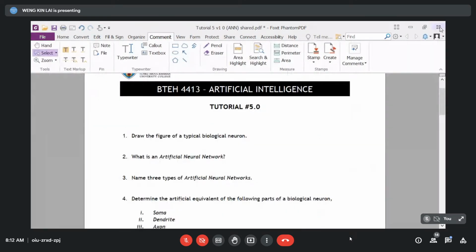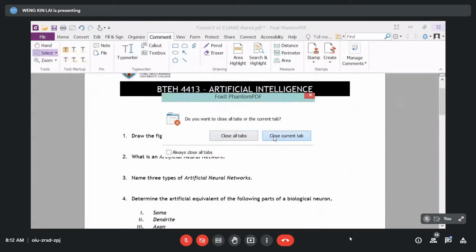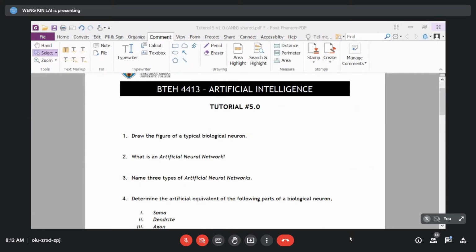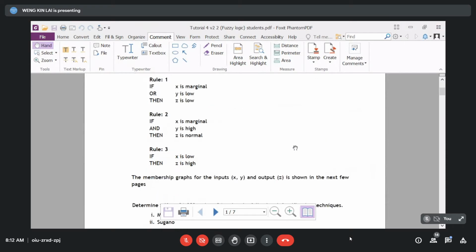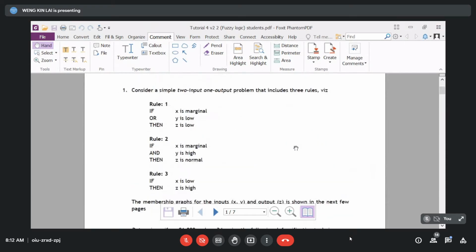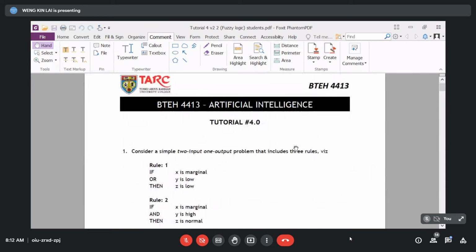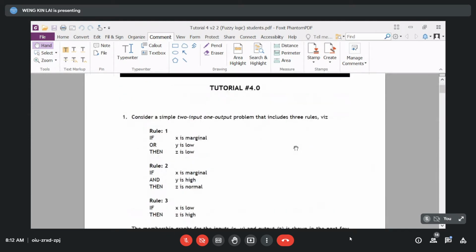This one, I need to shut this folder down. Okay. Okay, right. Now this one actually takes a longer time. It's basically all calculations.